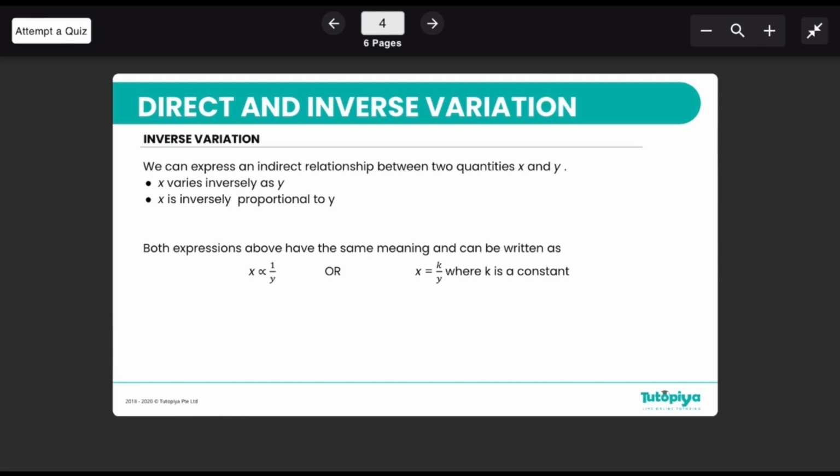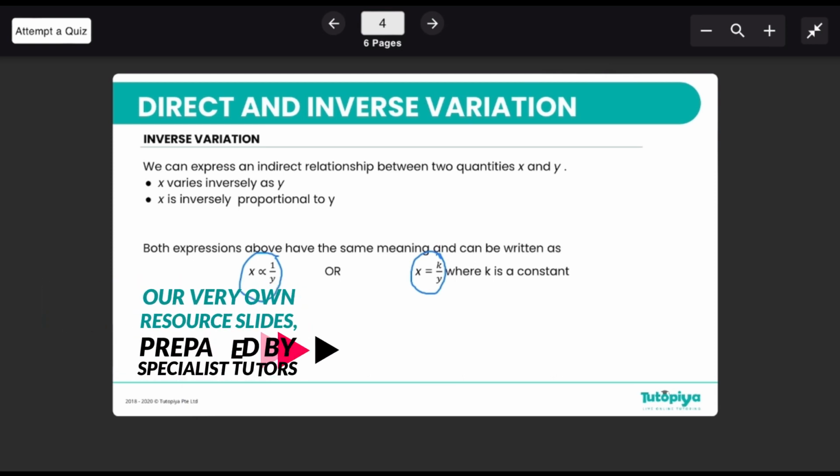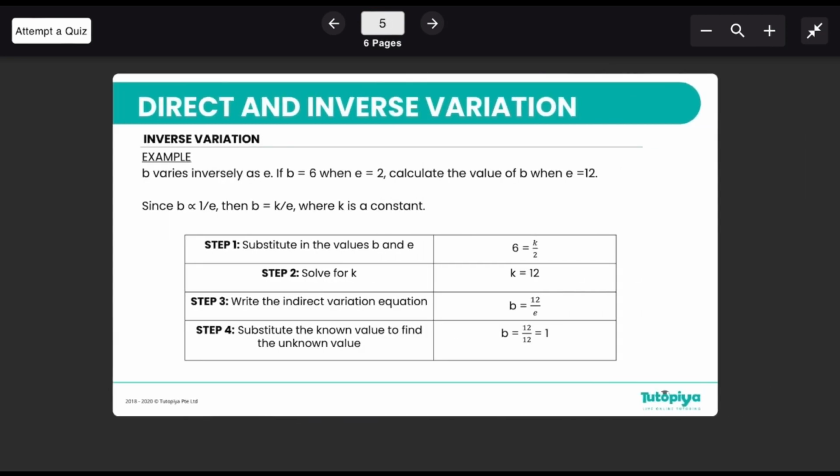So going forward, if you see inverse variation, the only difference is the way the question is worded. You have to take it as varies inversely or inversely proportional sometimes. And what changes in terms of notation is that now it's not x is proportional to y, it is x is proportional to 1 over y. And the same way, when you're writing the equation, it will be x is equal to k over y.